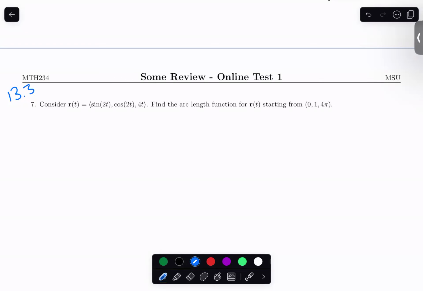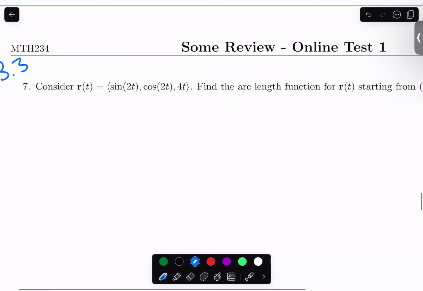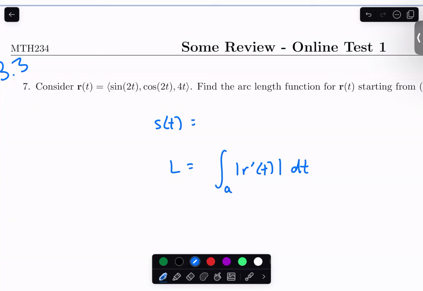So arc length function, typically you can use S of t or something like this. It's going to be basically our arc length stuff. Our good old arc length formula is the integral of the magnitude of the derivative, and you need to know some starting and some ending point. So that's what normal arc length looks like in our class, and of course, we did that quite a bit in class for 13.3.